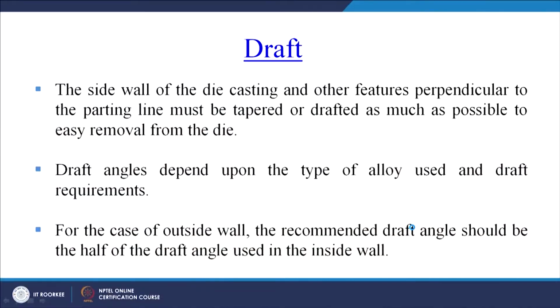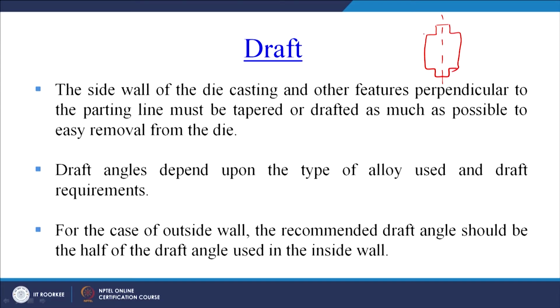Now coming to the draft, what will happen if the product is inside the die? We have to extract it. We have seen in the ejector die there are ejector pins, which will hit and remove the product from the ejector die, but sometimes even ejector pins may be difficult to incorporate. Therefore we must incorporate a kind of draft which can help us extract the product from the die. So the side walls and other features are perpendicular to the parting line. Now suppose this is the parting line, as we have seen, this was the product that we were producing there.